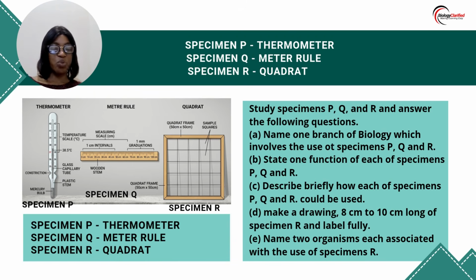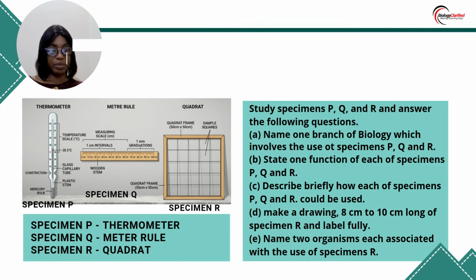Name one branch of biology which involves the use of specimens P, Q, R: it is obviously ecology. State one function of each specimen P, Q, R. Describe briefly how each of specimens P, Q, R could be used. Draw specimen Q, R, I thought. Name two organisms associated with the use of specimen R. I feel that they will ask you to draw specimen R.